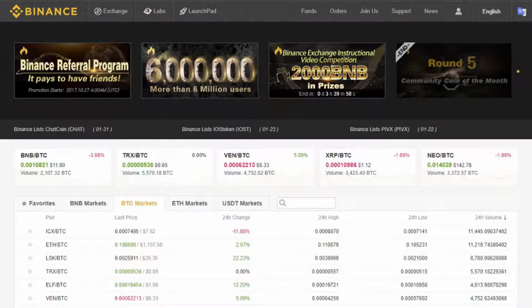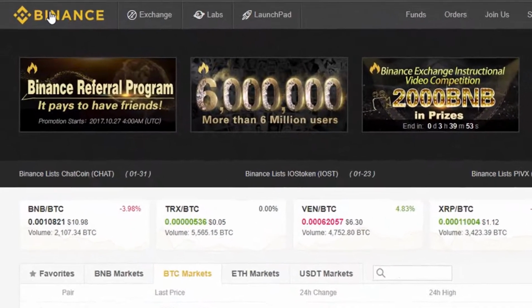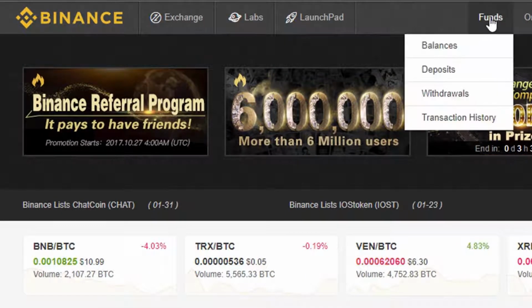So let's get started. After you log in and go through the security checks, you'll end up on this page. And if not, just click on the Binance logo in the upper left. Now go along the top and select from the menu and click on Funds. And select from the drop-down menu, Deposit.